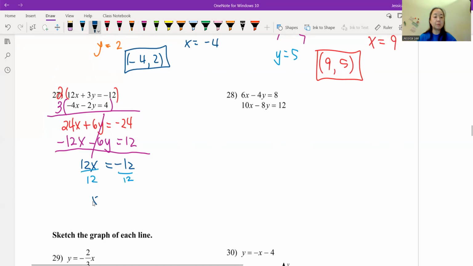And we get x is equal to negative 1. Right, now we know the x. Now we just got to figure out what the y is. I'm going to use the bottom equation just because it looks a bit simpler. There's my bottom equation right here.